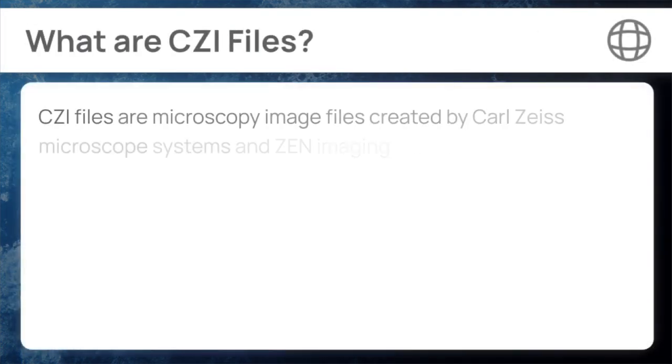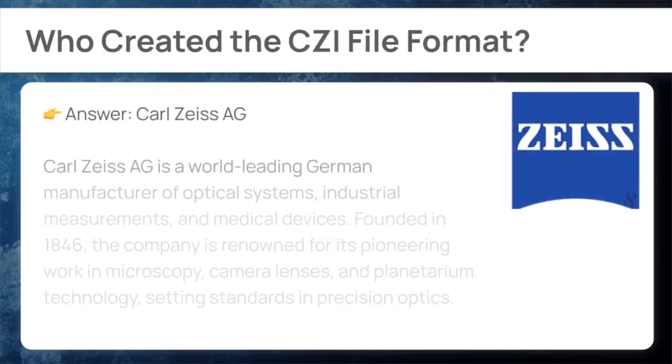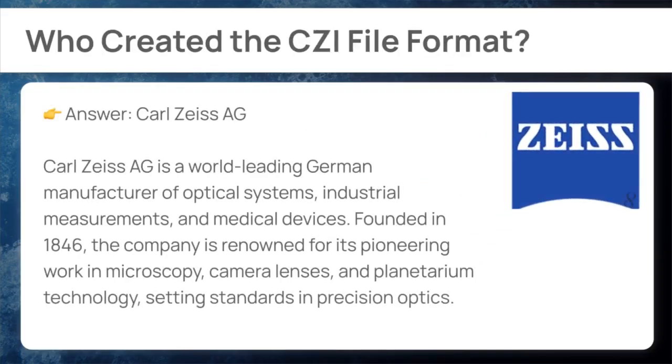CZI files are microscopy image files, created by Carl Zeiss microscope systems and Zen imaging software. They contain multidimensional scientific image data, including multi-channel Z-stack, time-lapse, tile scan, and spectral imaging datasets with complete acquisition metadata, instrument settings and calibration information for biological and materials research.